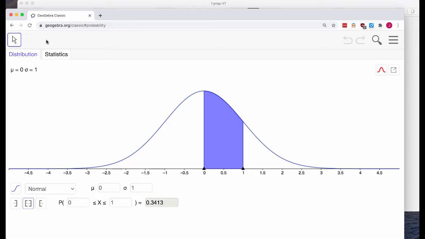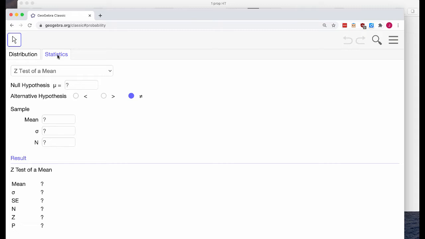In this video, I'll show you how to use GeoGebra.org to do a confidence interval for one proportion. So go to the website geogebra.org/classic#probability. From the two tabs, there's distribution and statistics. We'll need the statistics tab.